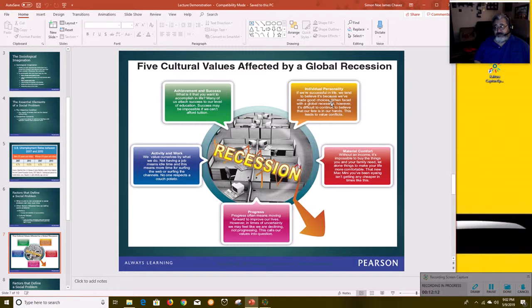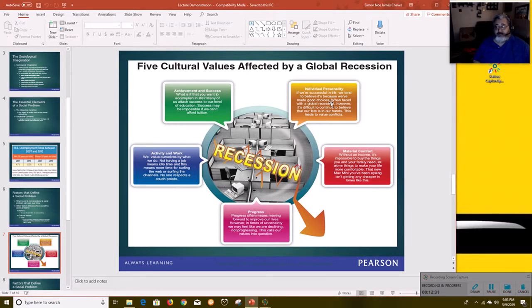Progress often means moving forward. Of course, if you can't move forward, then you are stuck. Maybe you're in a rut, you become depressed, things like that. You always want to feel like you're moving forward. You're moving forward in your career. You're moving forward in your relationships.